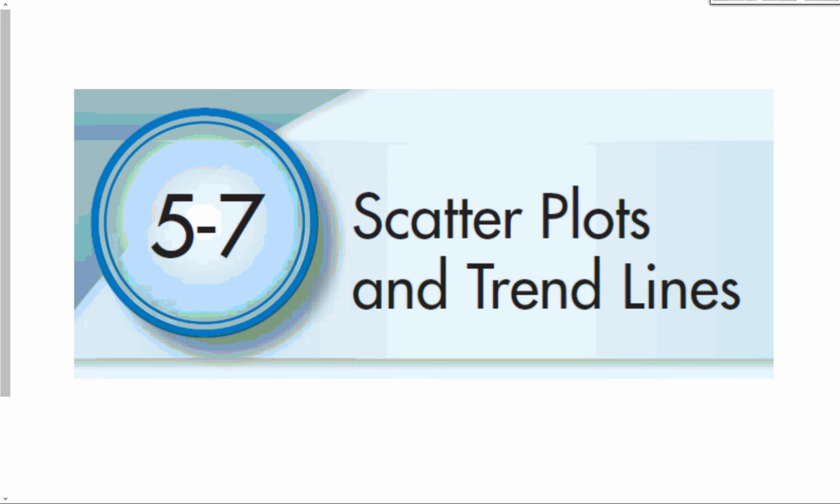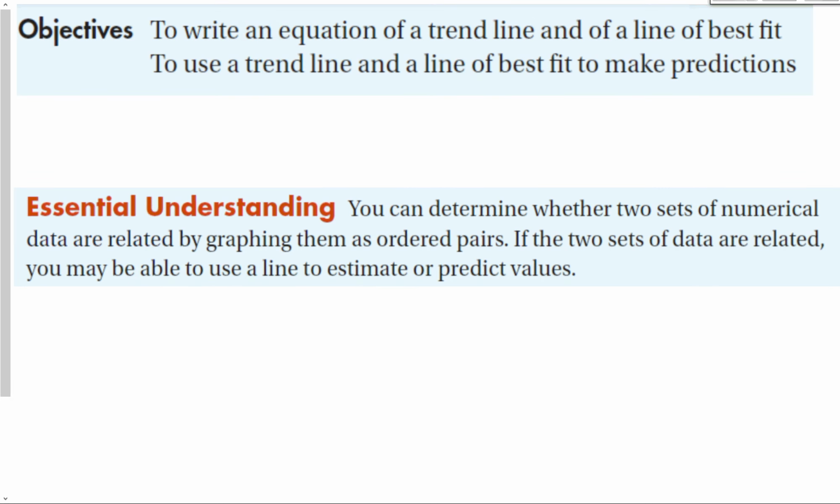5-7, scatter plots and trend lines. So our objective is to write an equation of a trend line and the line of best fit, and to use a trend line and a line of best fit to make predictions.